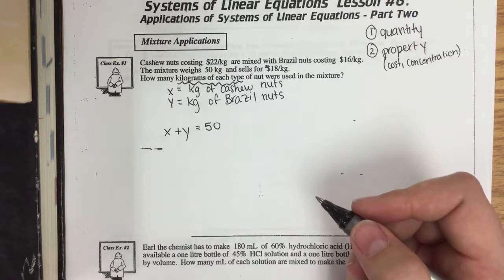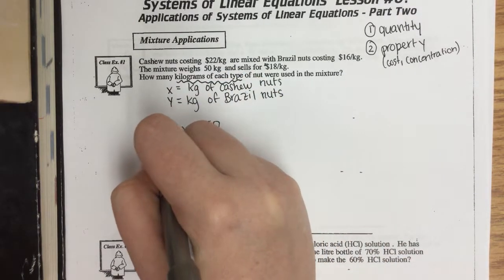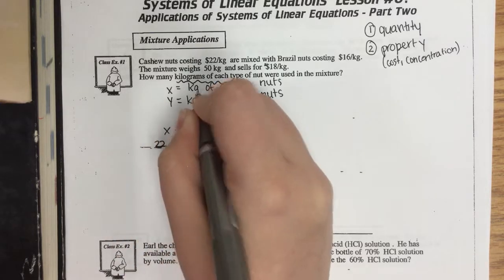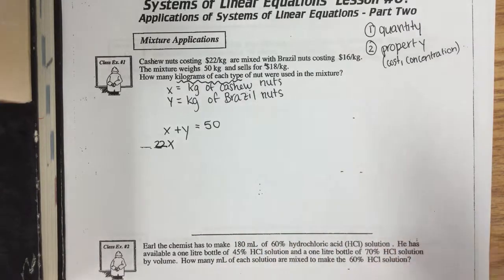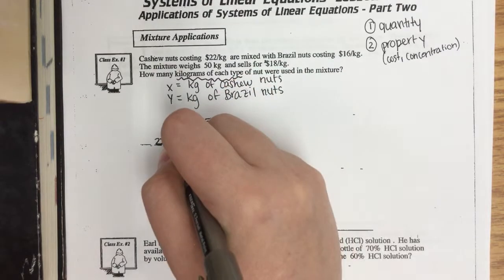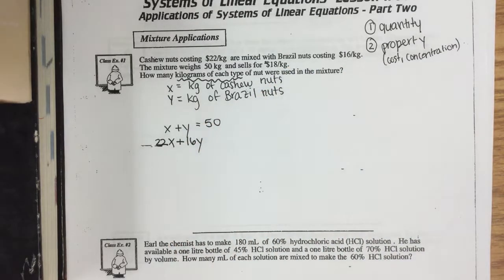Similarly, the second equation I'm going to write is about a property, in this case the cost. If you're going to pay $22 per kilogram and then you multiply it by the kilograms of cashew nuts in that mixture, you'll know what part of this mixture costs. And then if I do the same, $16 times however many kilograms of Brazil nuts are in this mixture, I'll have the dollar amount from the Brazil nuts. That dollar amount from the cashews and the dollar amount from Brazil nuts need to add up to the total cost of the mixture.